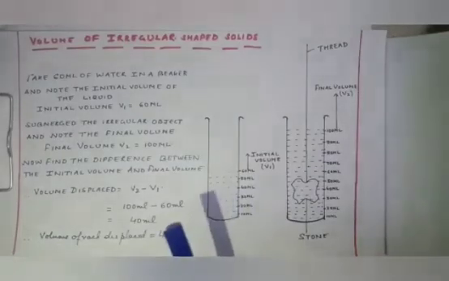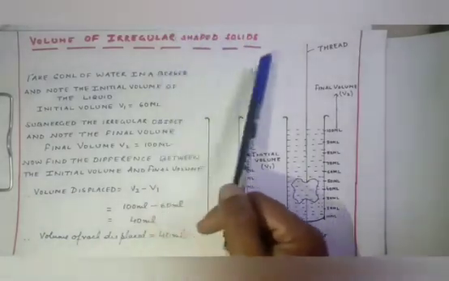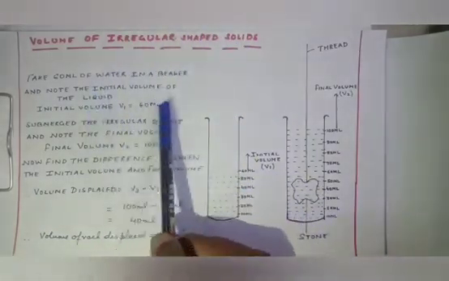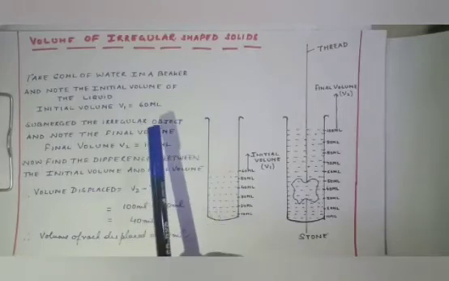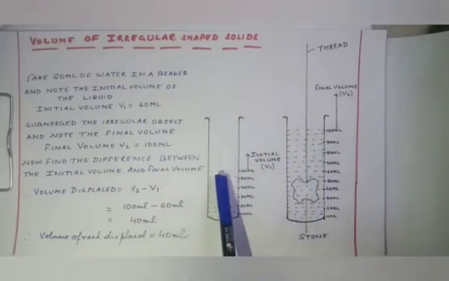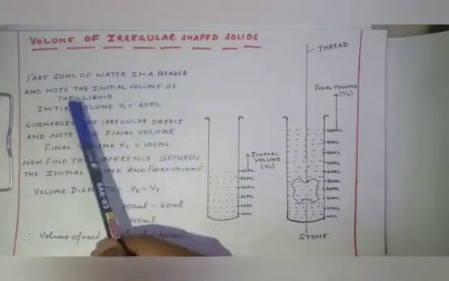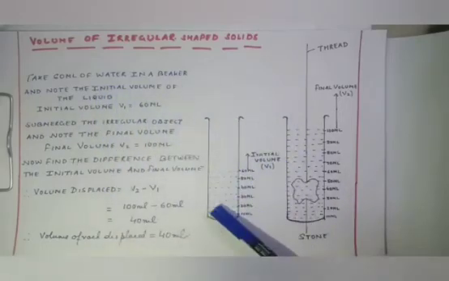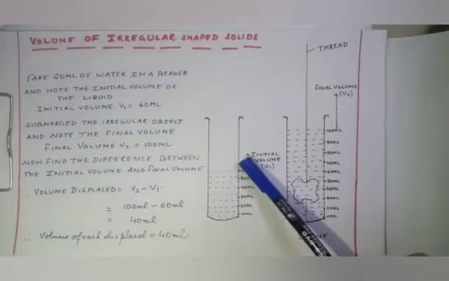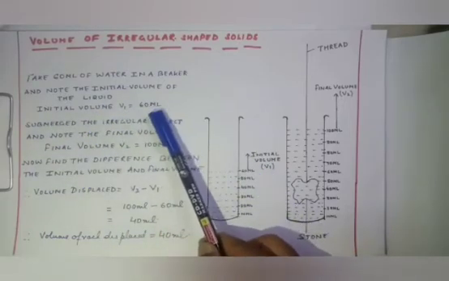Let us start with another topic, that is volume of irregular shaped solids, the displacement method. Let us perform an activity so that it is pretty much clear to you. You can notice two flasks over here. In the first flask there is 60 ml of water. Take 60 ml of water in a beaker and note the initial volume of the liquid. So the initial volume V1 is equal to 60 ml.